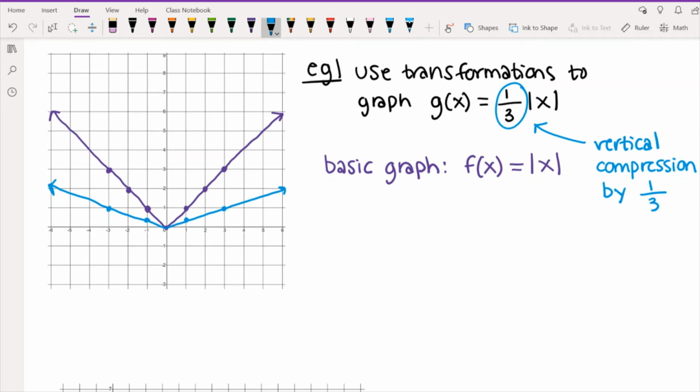You might be thinking, couldn't you also see this as a horizontal stretch? And that would be correct. I don't really want to dwell on this because it's just not super important in this class at least.